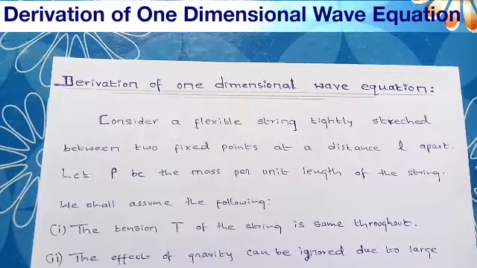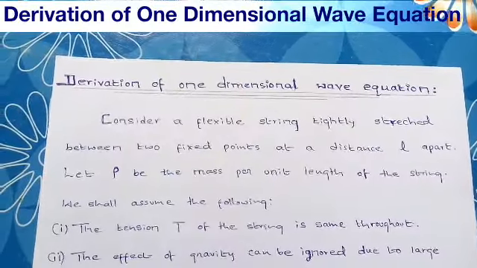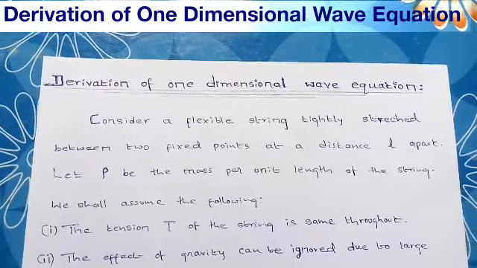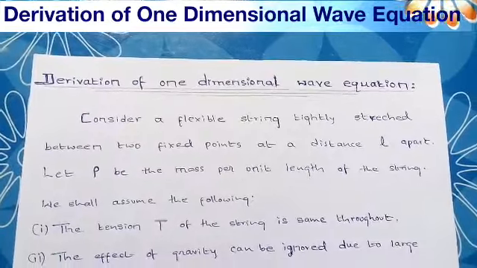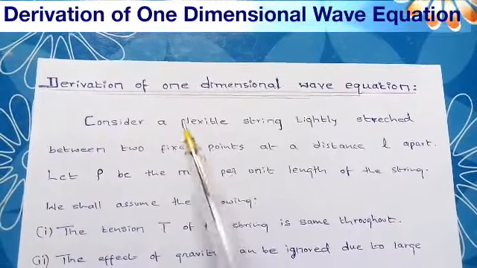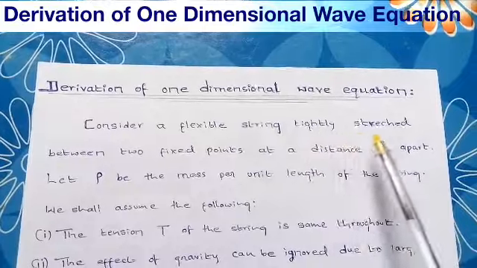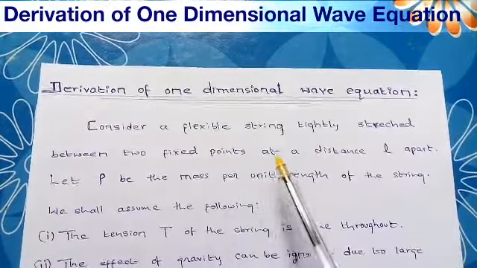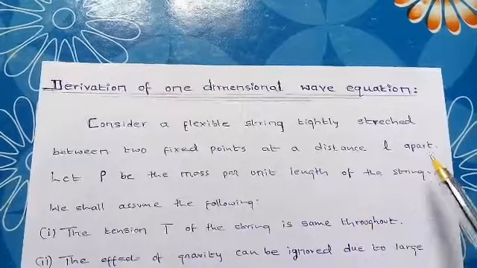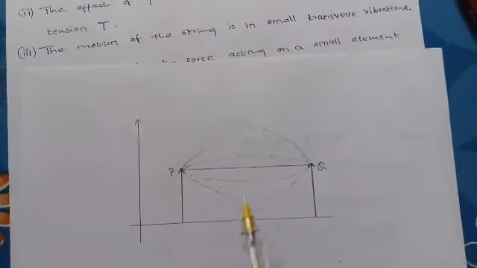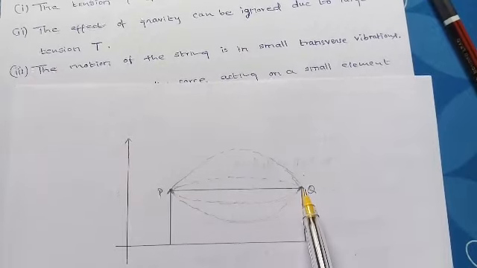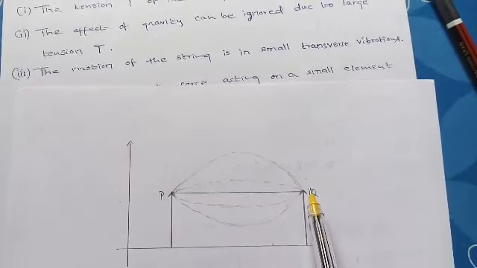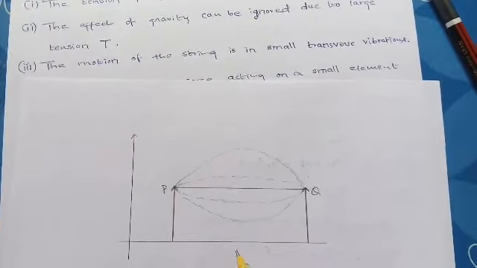Dear students, let's see one more application of partial differential equations, which is the derivation of the one-dimensional wave equation. Here, consider a flexible string tightly stretched between two fixed points at a distance L apart. For example, consider a string tightly stretched between the fixed points P and Q, and the distance between P and Q is L.